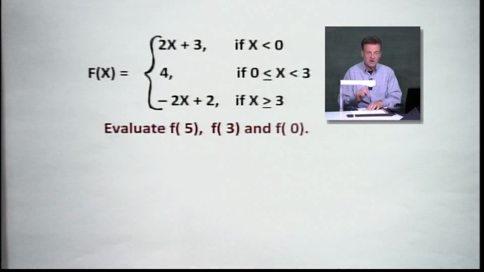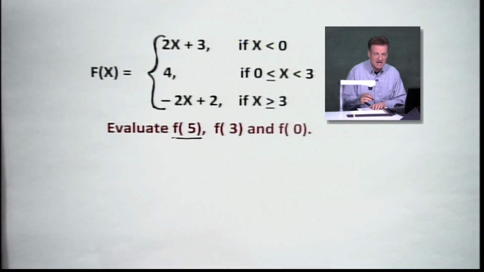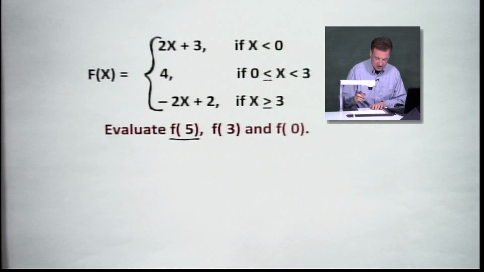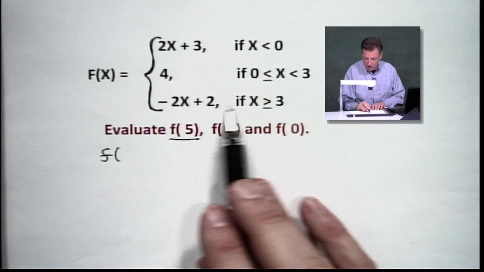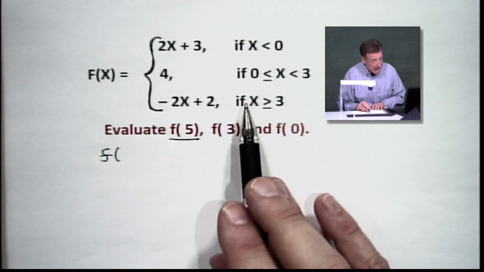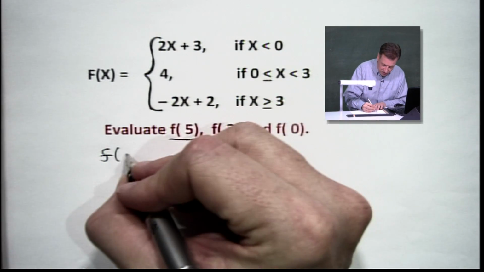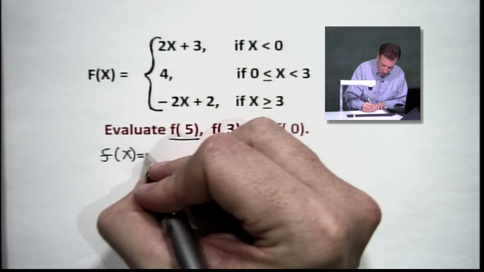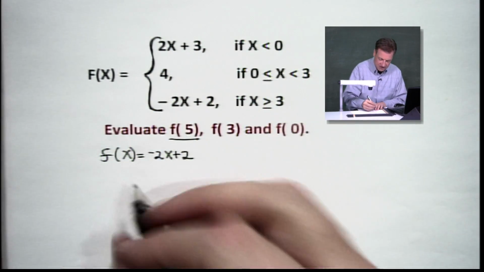So let's take a look at our 3 examples here, all right? We got f of 5. Now, I'm going to use the one that goes along with greater than or equal to 3. Hey, you all getting onto this right? 5's bigger than 3, so we go to that function. So here we go. We're going to use the f of x equals -2x plus 2, all right? Put the 5 in for it.